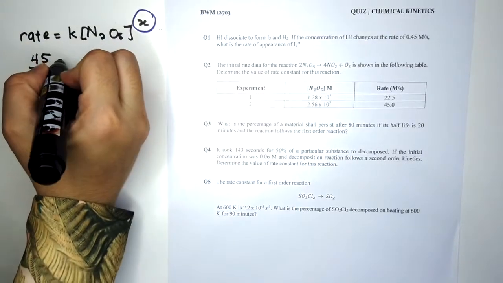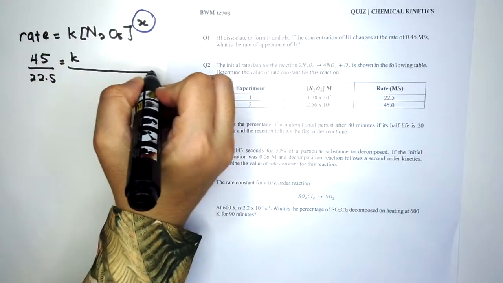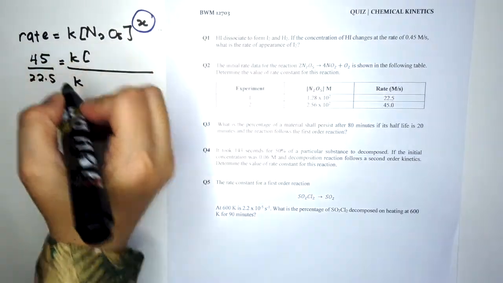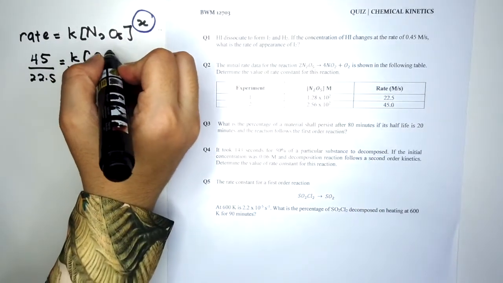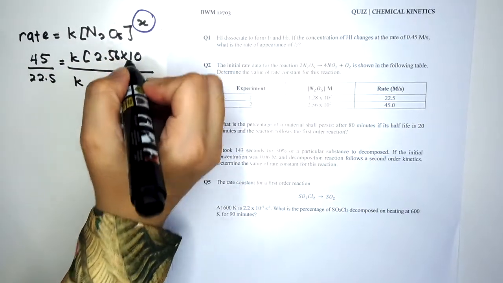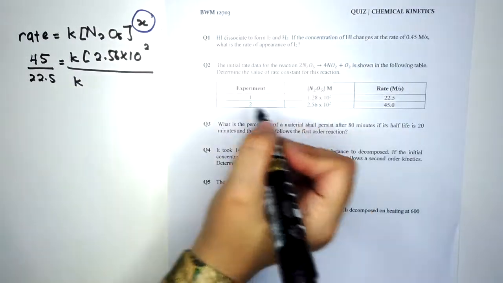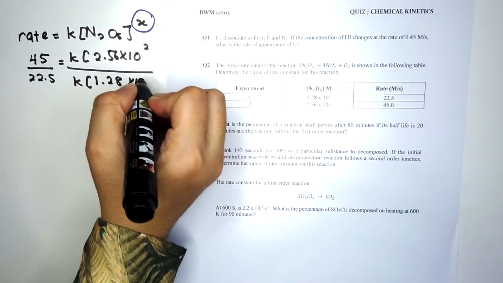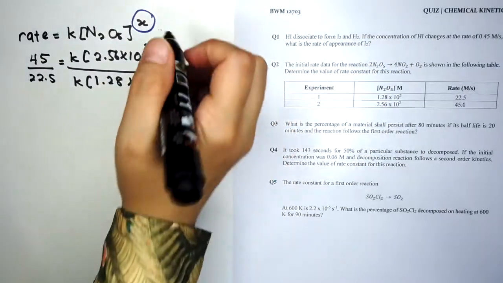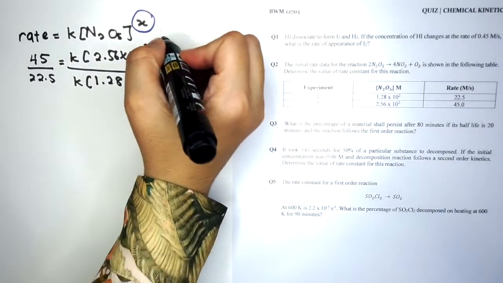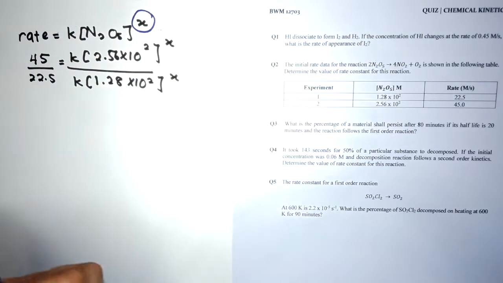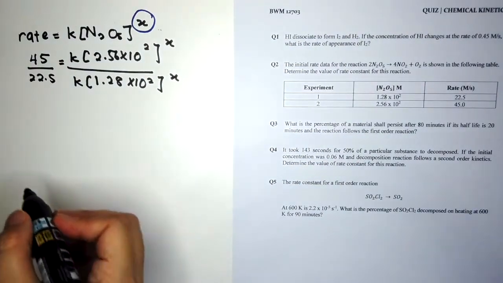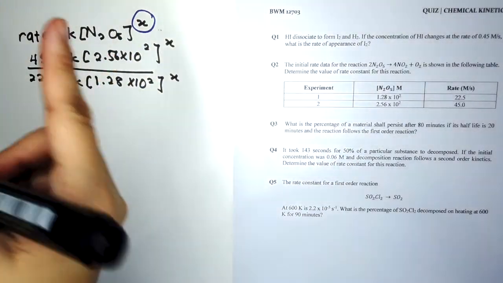So it's equivalent to K. This one is 2.56 times 10 to the power of 2, and the other one is 1.28 times 10 to the power of 2. So both will be to the power of X. So from here you just need to press your calculator.